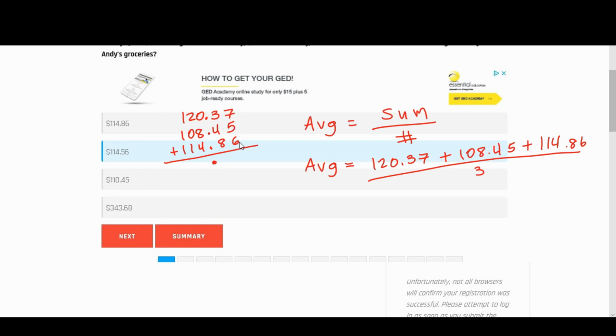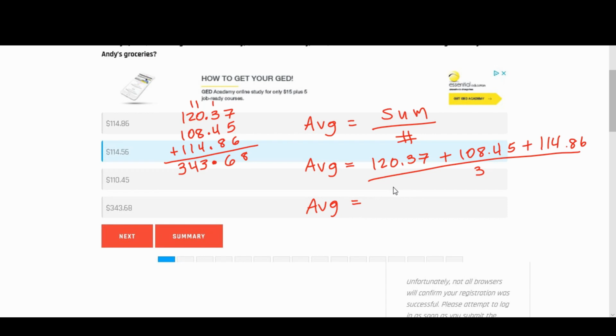5 plus 6 is 11 plus 7 is 18. Carry the 1. 8 plus 1 is 9. 3 plus 4 is 7. 7 plus 9 is 16. Carry the 1. 8 plus 4 is 8, 9, 10, 11, 12. Plus 1 is 13. Carry the 1. 2 plus 1 is 3. Plus 1 is 4. And finally, we have 1 plus 1 plus 1, which is 3.